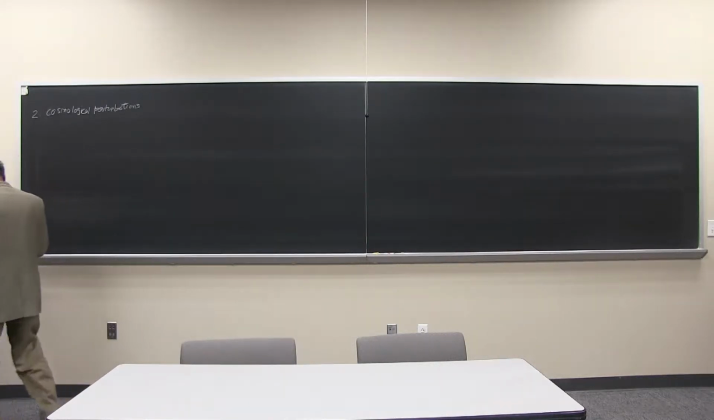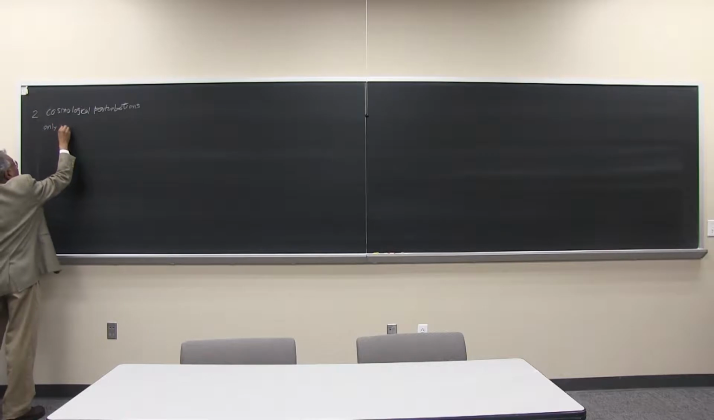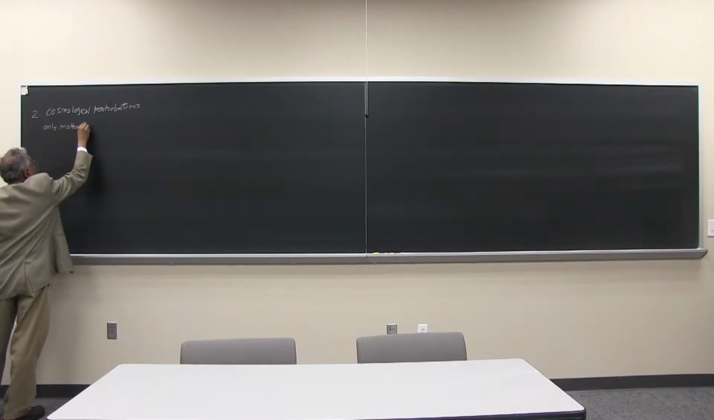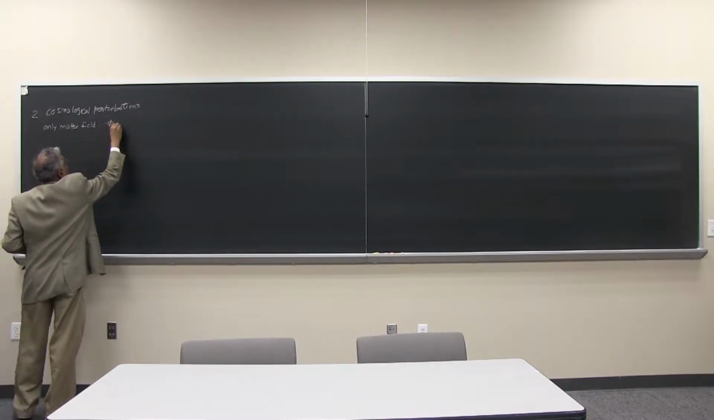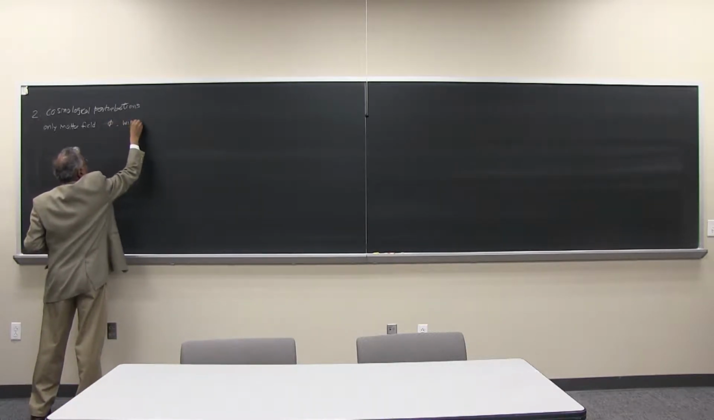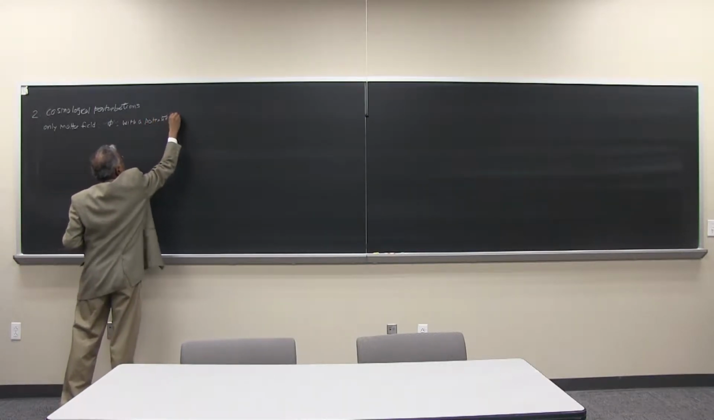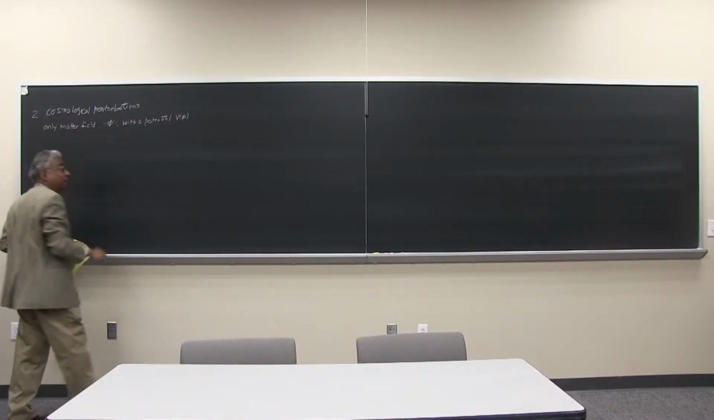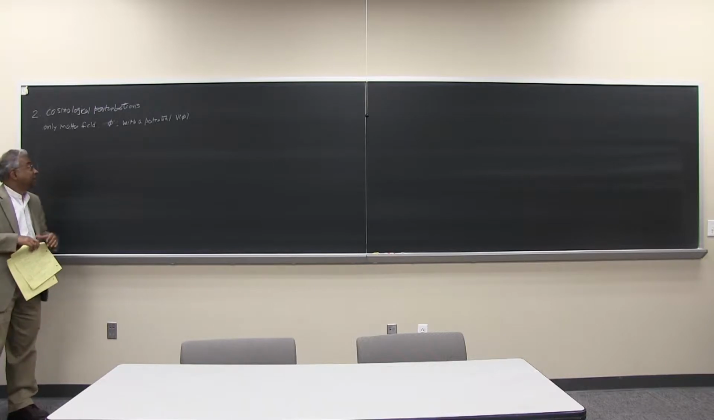Okay, so where we ended last time was that we're motivated by the inflationary scenario, so we assume that the only matter field is a scalar field phi with a potential V of phi. We are in the homogeneous isotropic case, therefore this phi will only depend on time.